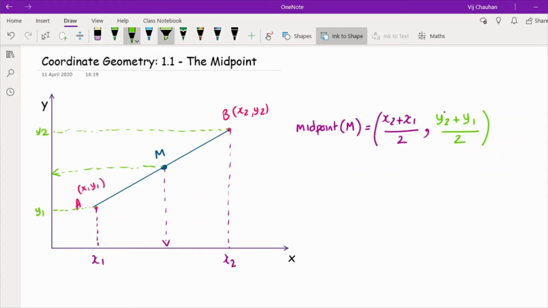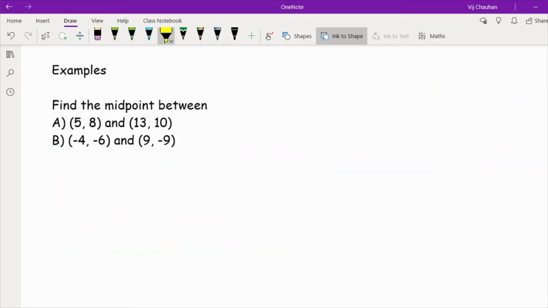And let's just highlight that. That is something you would need to know because it's not given to you in the formula book. What we're going to do now is show you how we can use that formula to answer some commonly asked questions. Here we've been asked to find the midpoint between these two coordinates.